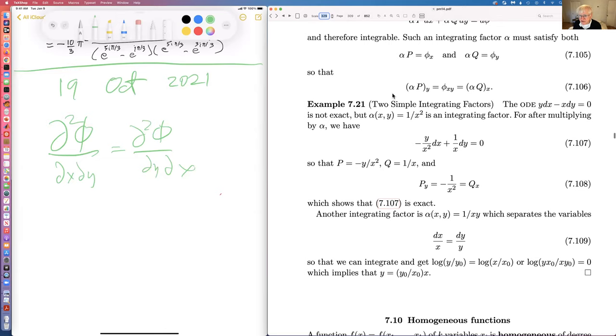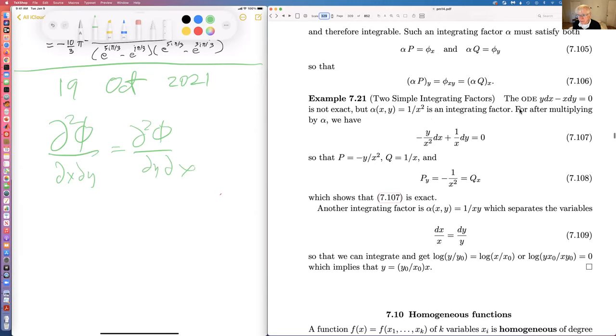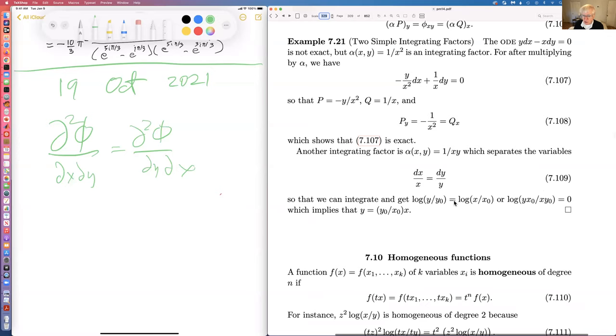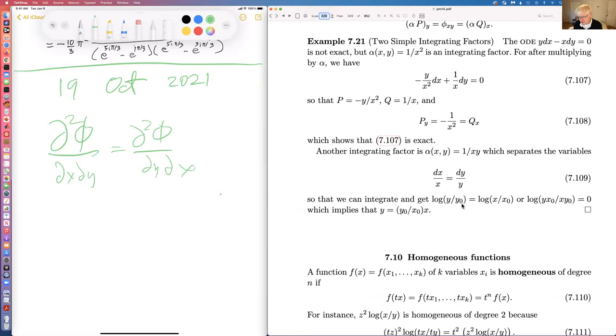Examples of simple integrating factors are, we could have y dx minus x dy equals zero. If we choose as alpha 1 over x squared, we get this expression. Now P is this, Q is that, and consequently the conditions of exactness are satisfied. A simpler integrating factor is just 1 over xy, and that then separates the variables, and so we can integrate immediately and get log y over y0 equals log x over x0. And that tells you that log of y over x times x0 over y0 is 0, which means that this thing has to be 1, and so y is equal to x times this constant.